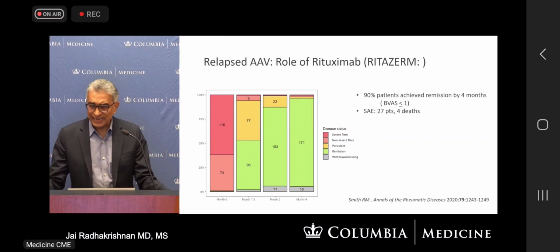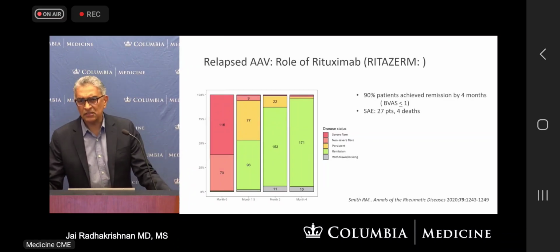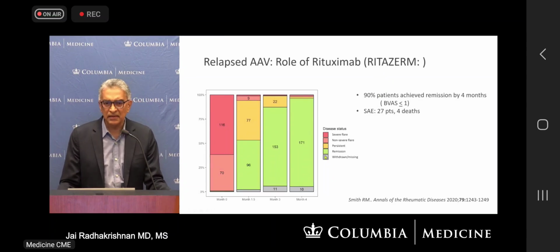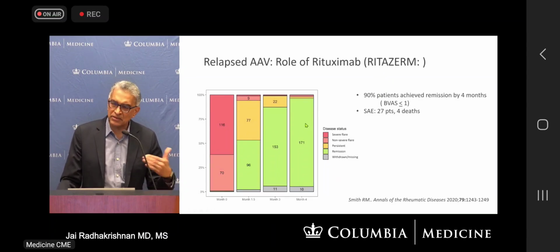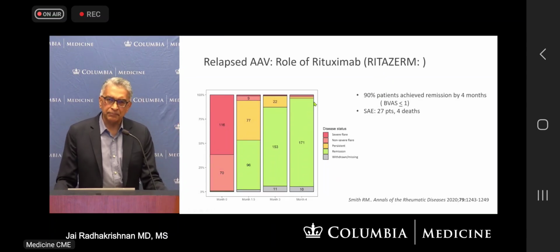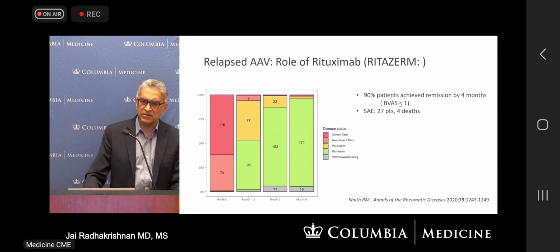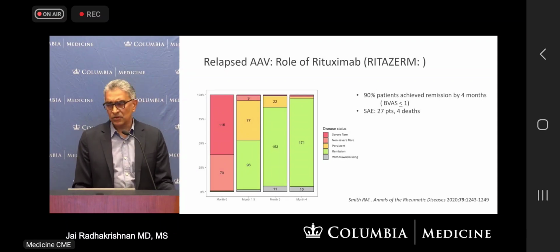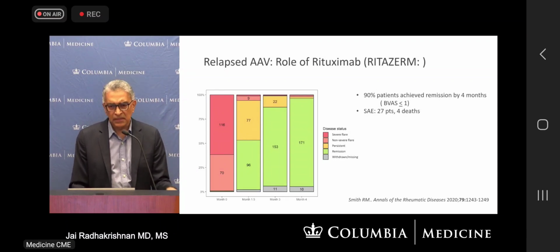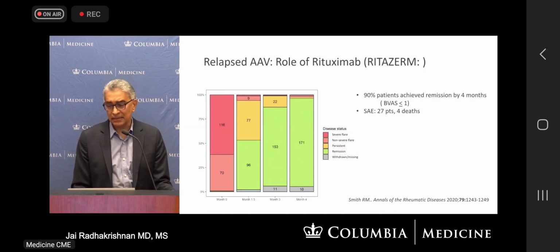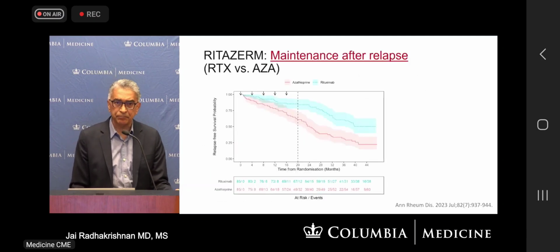Then the other situation is relapsed ANCA, and again, rituximab is preferred. You can see from the RITAZAREM study that by month 4, in patients who were previously treated and come back in relapse, rituximab is really very effective. 90% of patients have a BVAS less than or equal to 1 at 4 months. So any relapse patient should be considered a candidate for rituximab therapy.